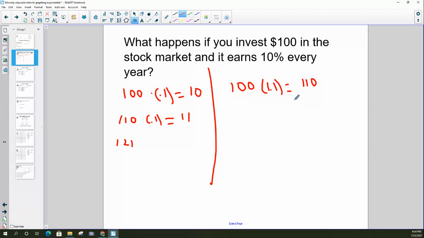This is going to get us 110. If I want to know after 2 years, what am I going to do? I'm going to take the 100 and multiply by 1.1. That gets me 1 year. Then I'm going to multiply by 1.1 again, and that's going to get me 100 times 1.1 squared. If I want to do 3 years, how much money am I going to have after 3 years? It would be 100 times 1.1 times 1.1 times 1.1, which is 1.1 cubed.